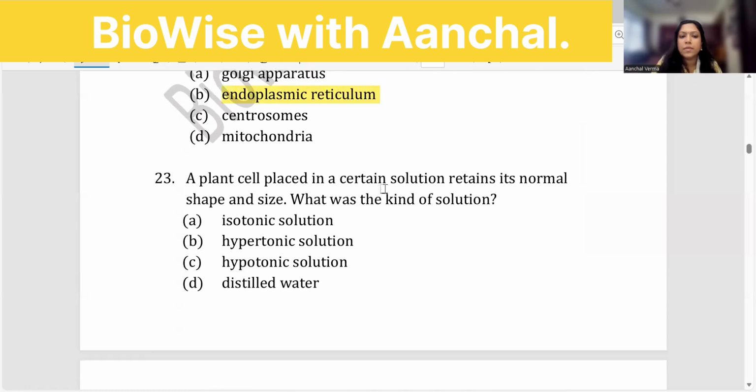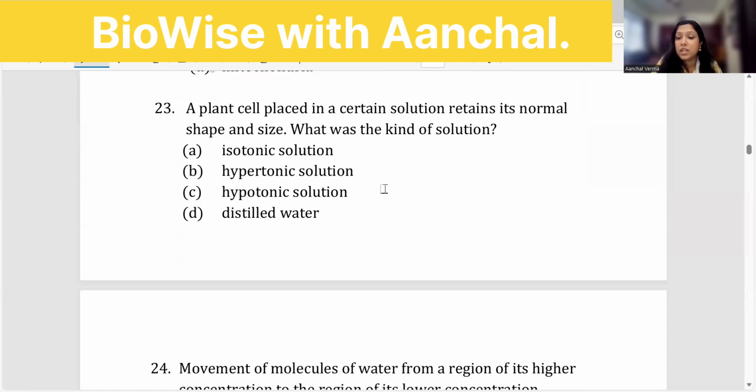Moving to the next. A plant cell placed in a certain solution retains its normal shape and size. That means no net movement of water is taking place. Exosmosis is equal to endosmosis. There is no net movement of water. In that case, it is an isotonic solution.